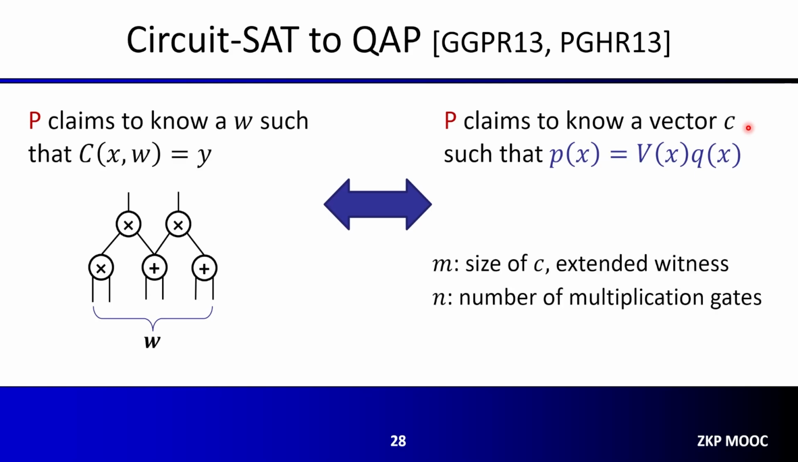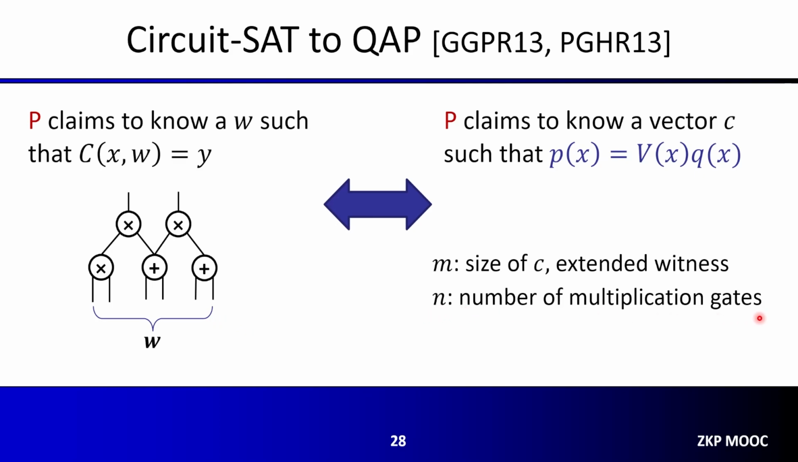To make things a bit more general, we have two parameters related to the size of the circuit. First, the parameter m denotes the size of this vector, the trace. That's essentially the number of inputs plus the number of outputs of the multiplication gates in the circuit. In the literature, it is also called the extended witness, because the witness of the prover should technically be the secret input of the circuit, and the prover is evaluating this entire circuit to get this trace of the computation. That is why it's called the extended witness.